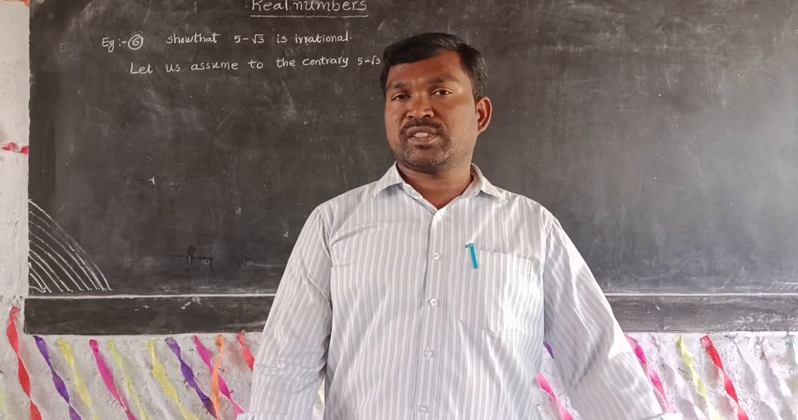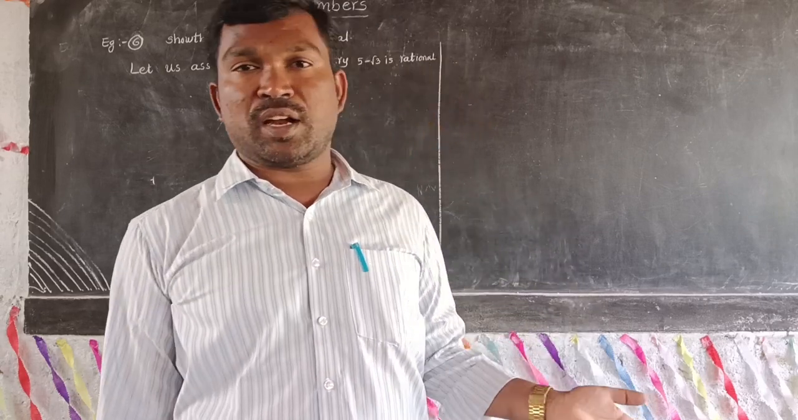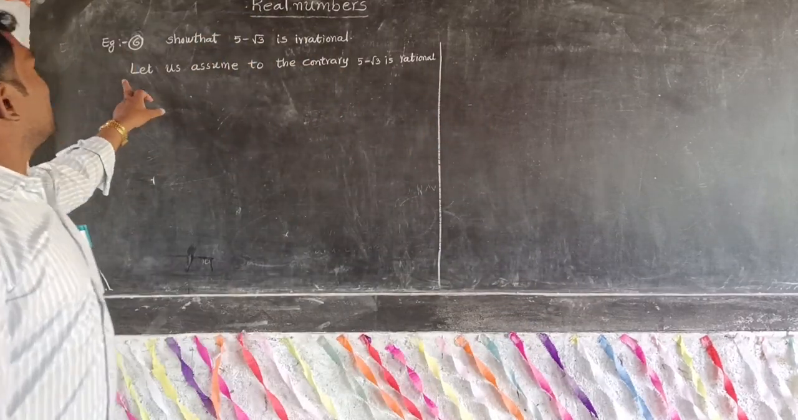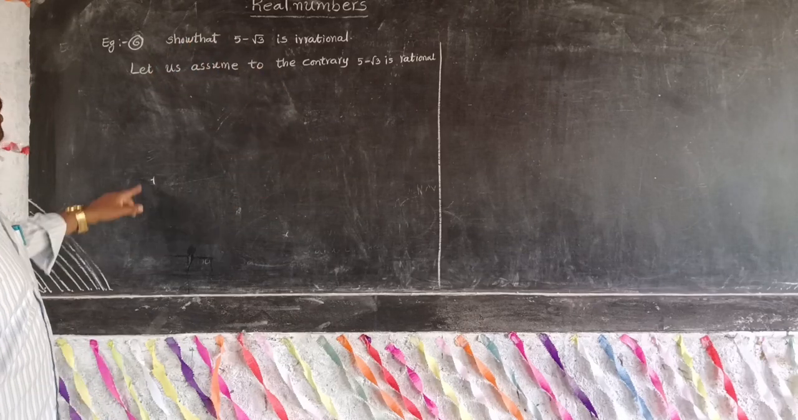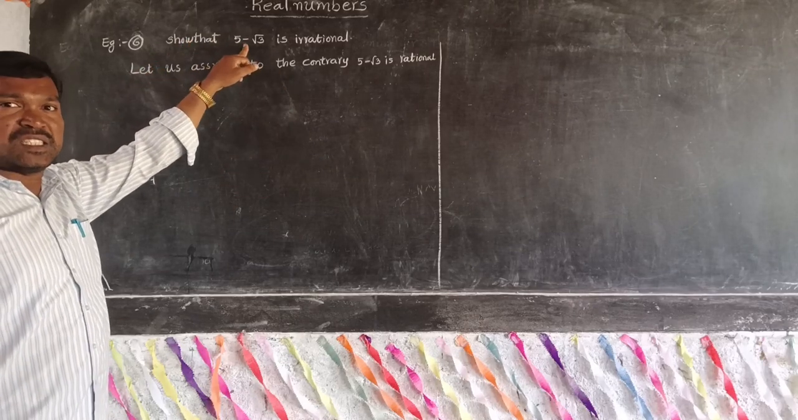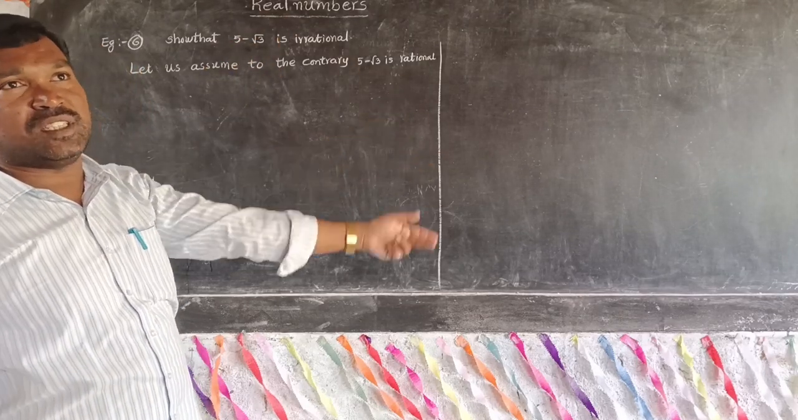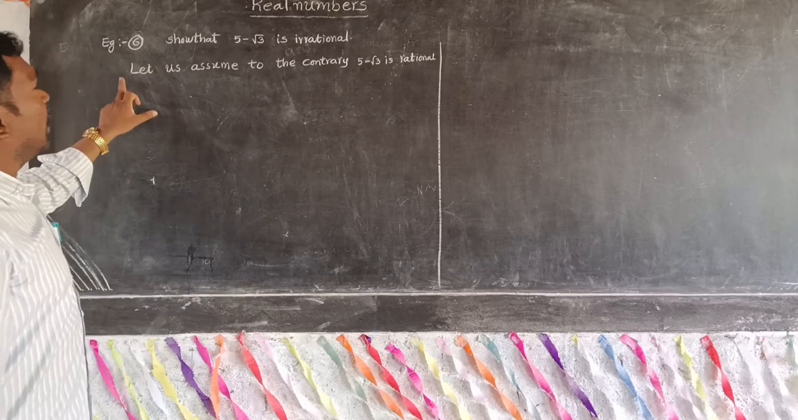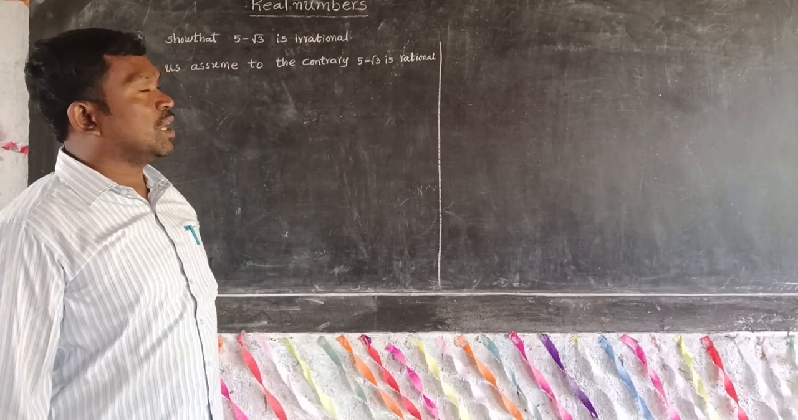Today we are going to discuss rational numbers, example problems 6 and 7. Example 6: show that 5 minus root 3 is irrational. This is the same model as root 2 is irrational, root 3 is irrational. Let us assume to the contrary that 5 minus root 3 is rational.